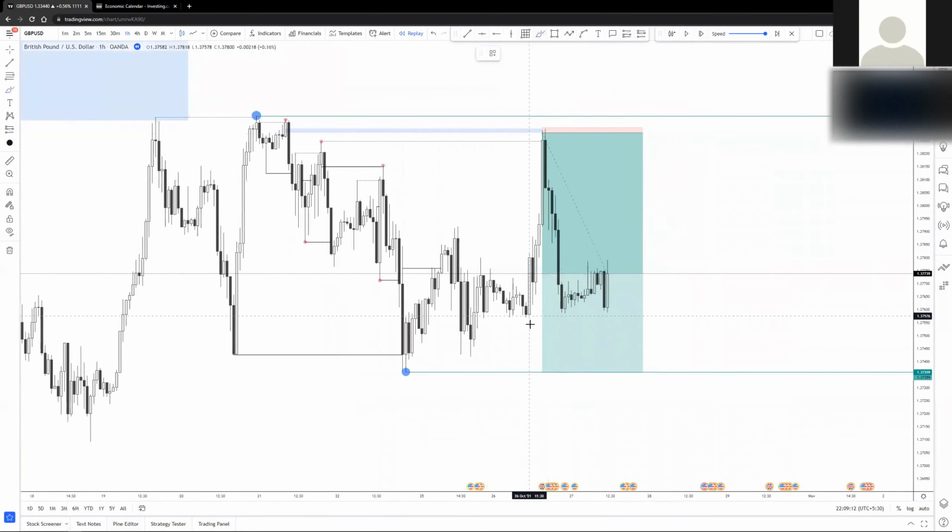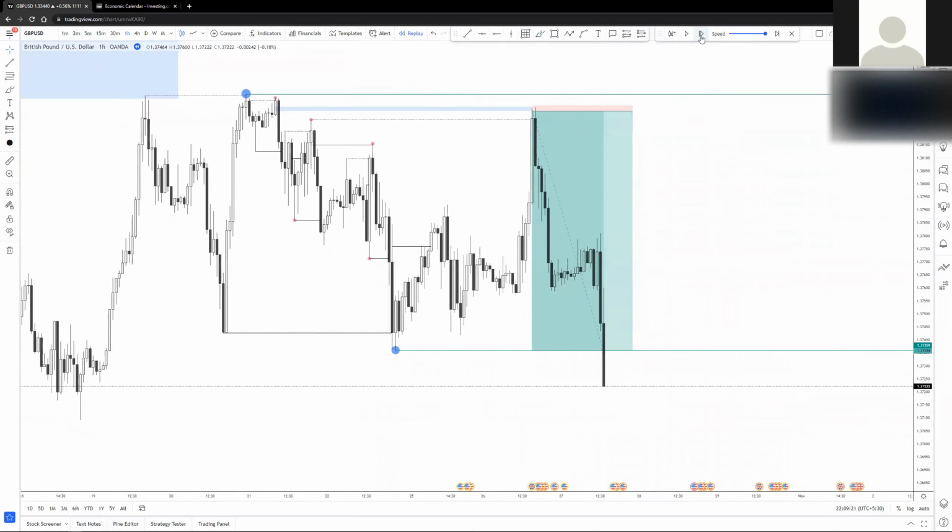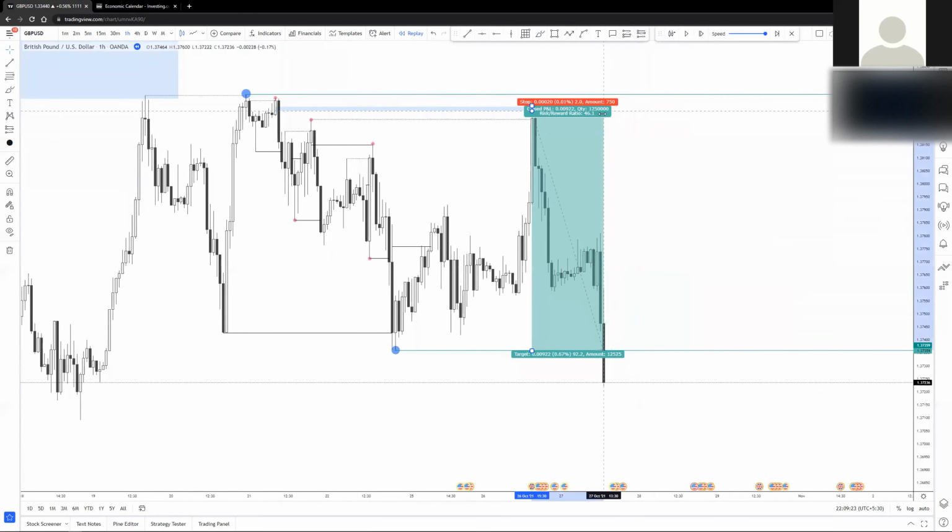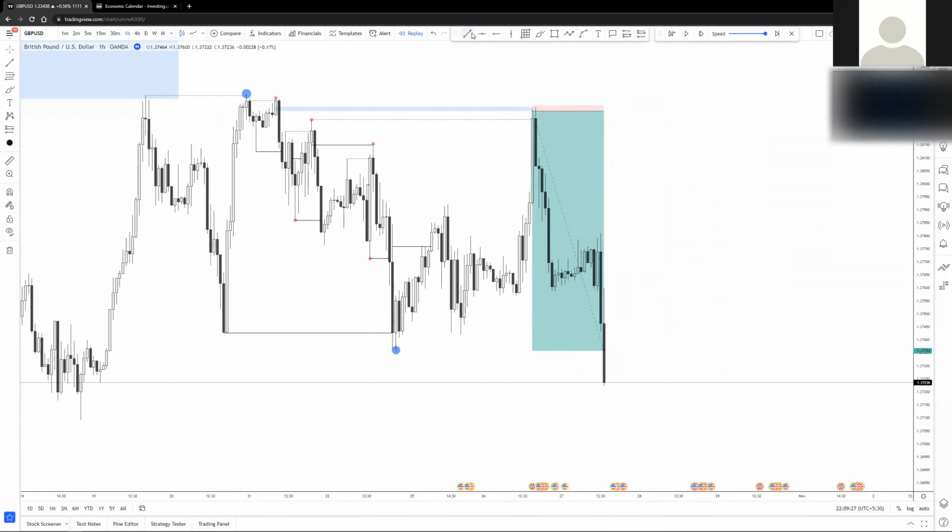Now, do I have any reason to parcel out at this area? No. Look at all of this liquidity. Why would price reverse from this? It broke out of the trading range. Now, then it gets even better.